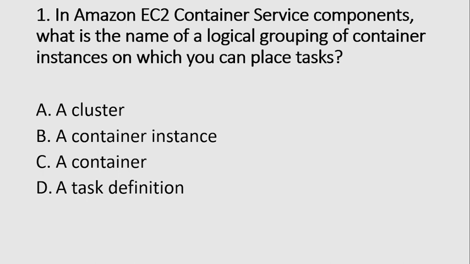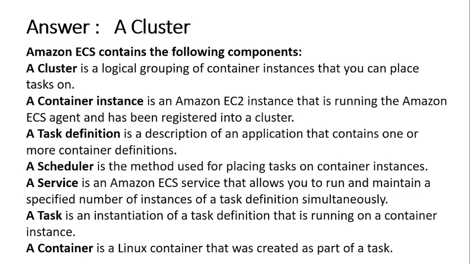Why a cluster? Amazon ECS contains the following components. A cluster is a logical grouping of container instances that you can place tasks on. Next, a container instance is an Amazon EC2 instance that is running the Amazon ECS agent and has been registered into a cluster. Next, a task definition is a description of an application that contains one or more container definitions.